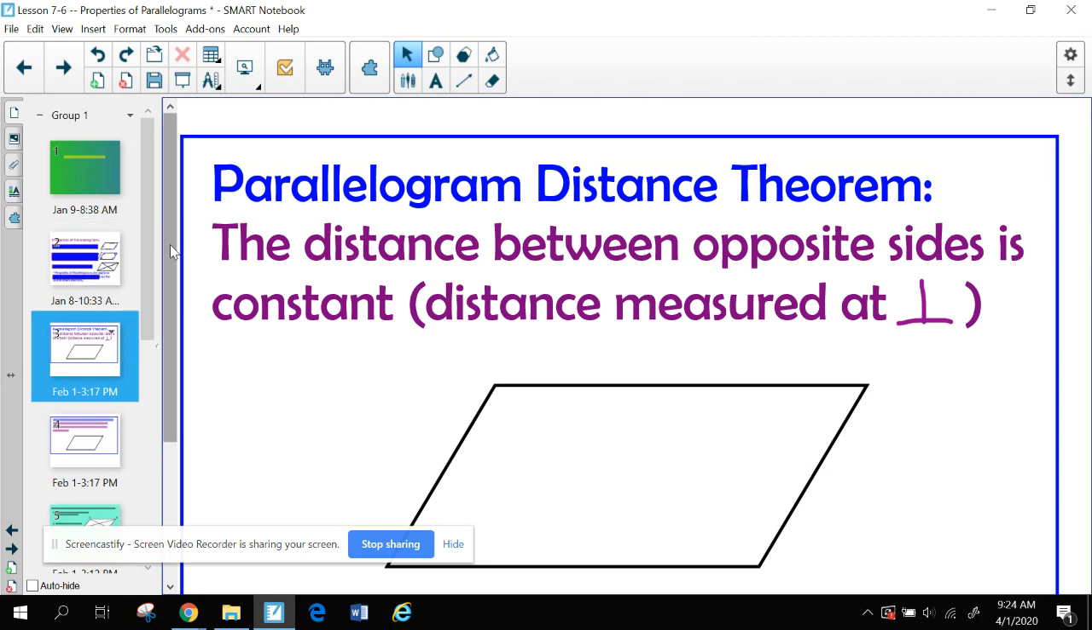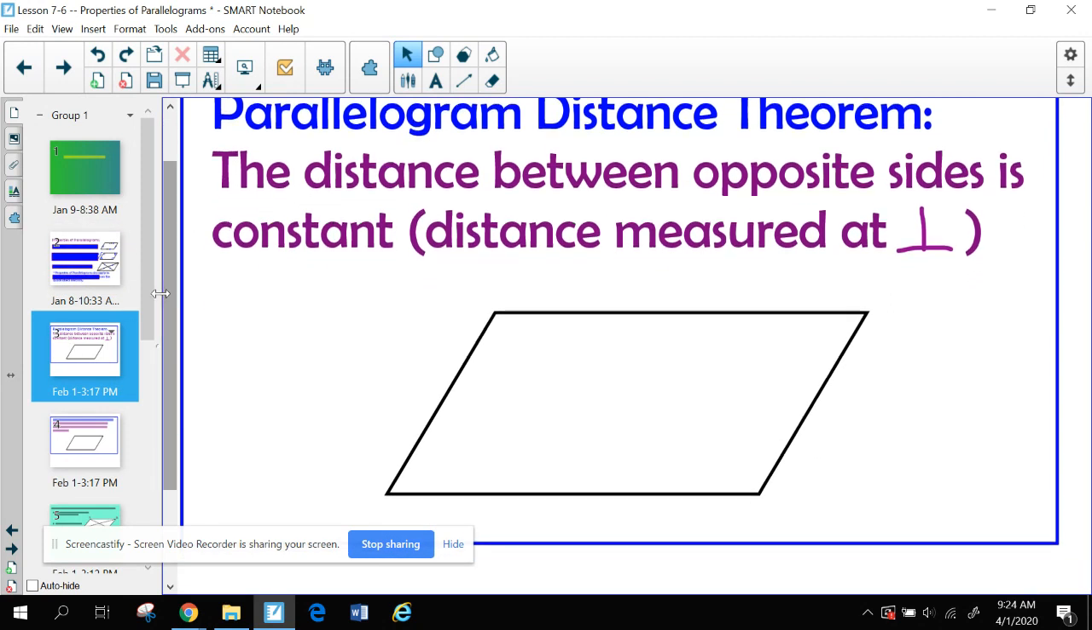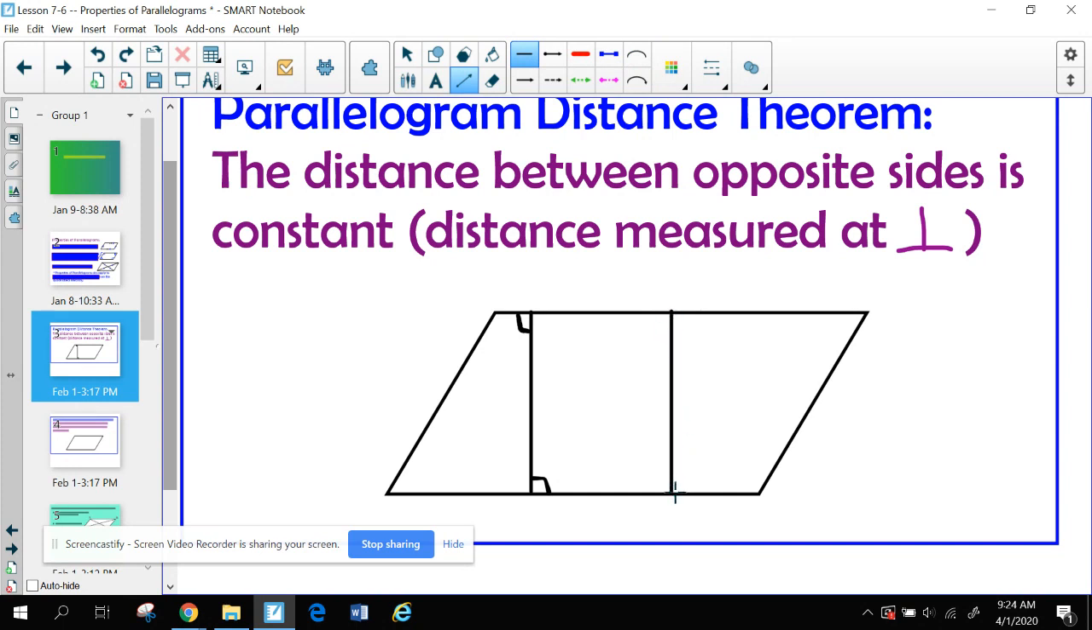So the first theorem that we have is called the parallelogram distance theorem. It is saying that the distance between opposite sides is constant, so it always has to be the same, and we always measure that distance at a perpendicular. Okay, so if I draw the distance between these, this is going to have to always be perpendicular to the bases that we're talking about. And it doesn't matter where I draw this, right? Anywhere on here, if I draw this and it's perpendicular, these should always be the same.